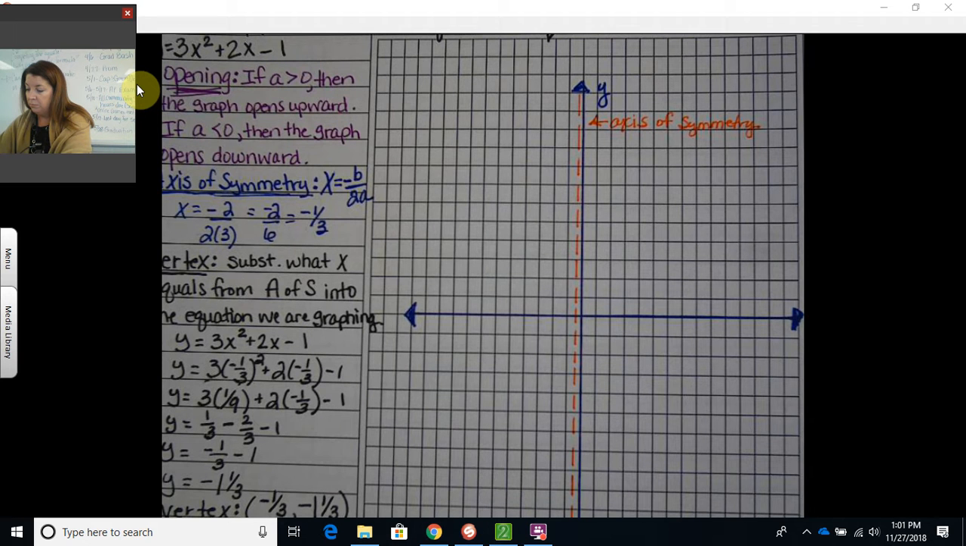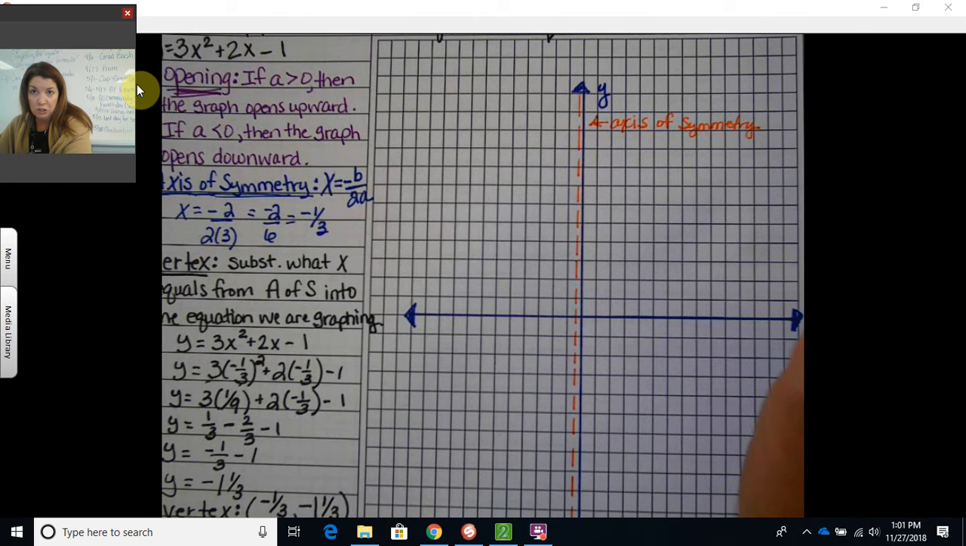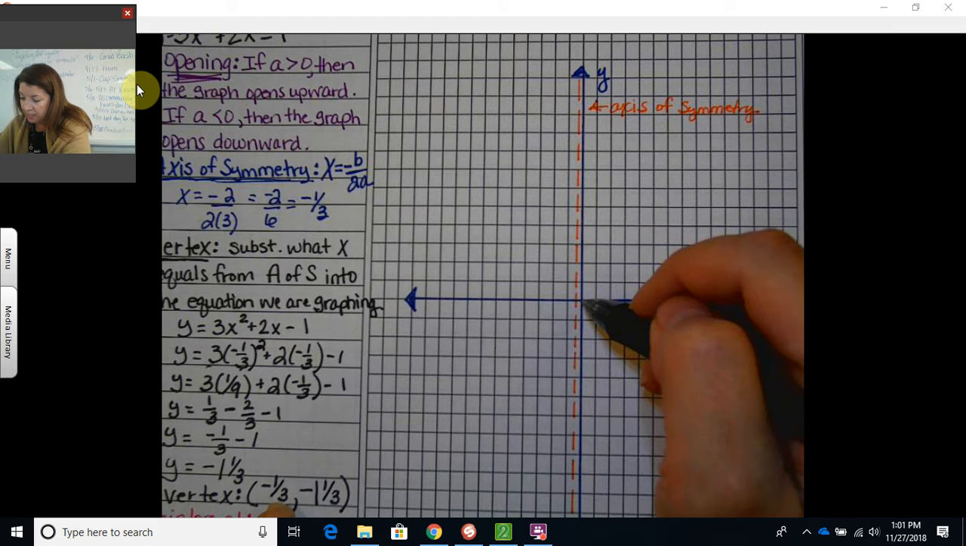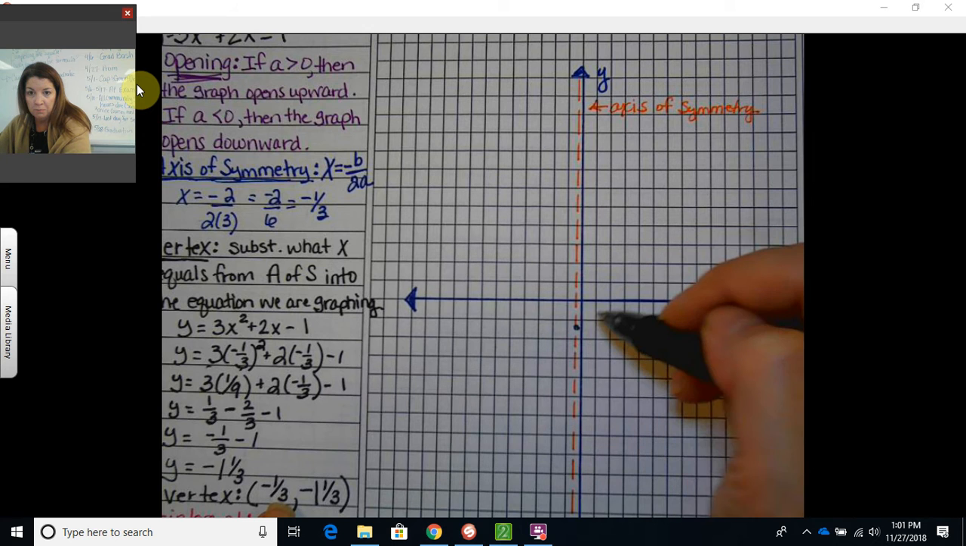My vertex is at negative 1/3, comma negative 1 1/3. It should fall on the axis of symmetry. If it doesn't, something's not right. So at negative 1/3 on the x-axis, down to negative 1 1/3 on the y-axis.